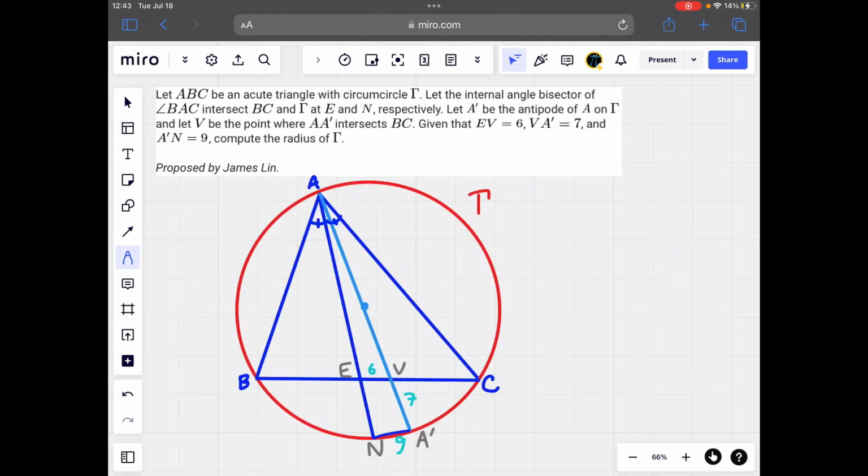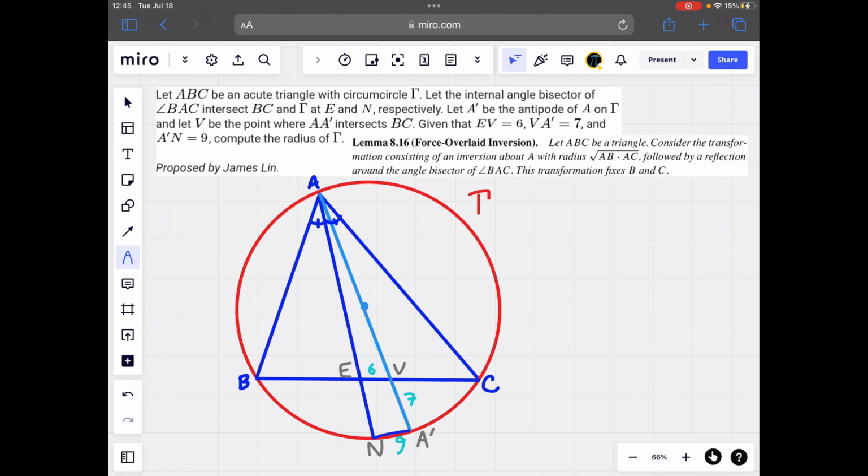We have triangle ABC here with circumcircle T, and we're given that the internal bisector of angle A intersects BC at E and T at a second point N, while the point opposite A on T is A', and AA' intersects BC at a point V. We're given that EV equals 6, VA' equals 7, and A'N equals 9. We want to compute the radius of T.